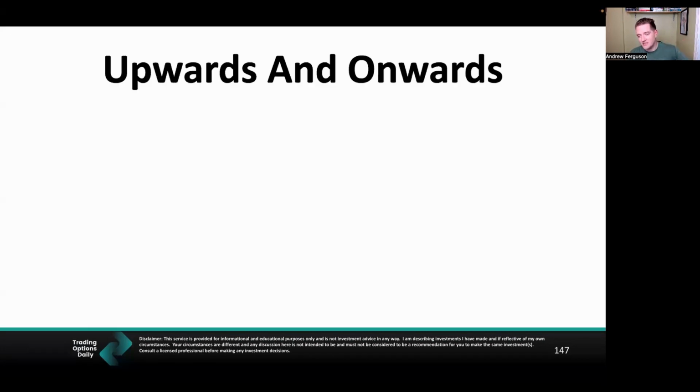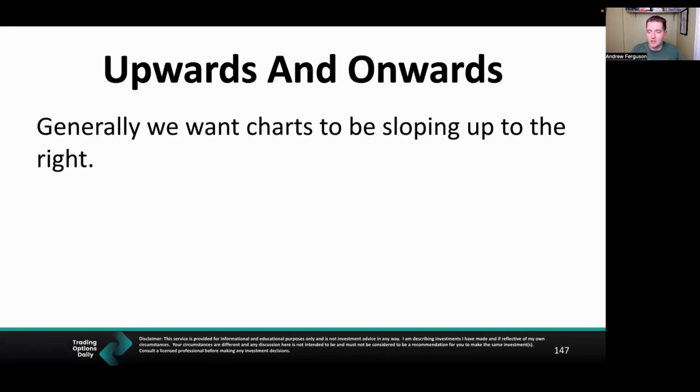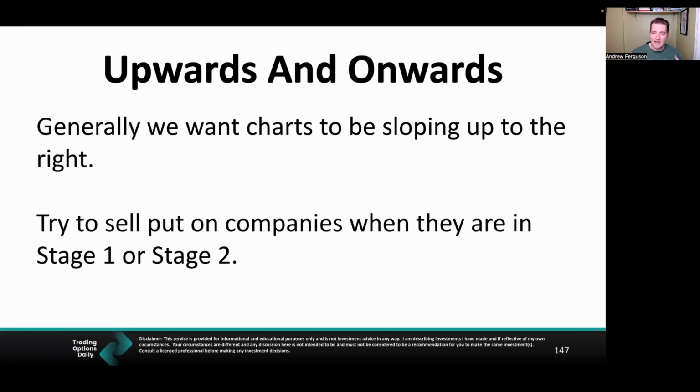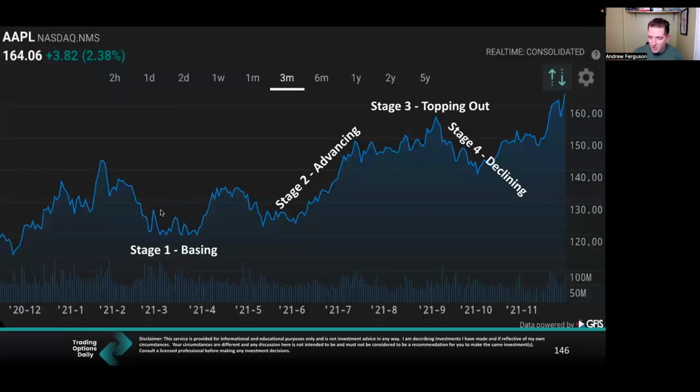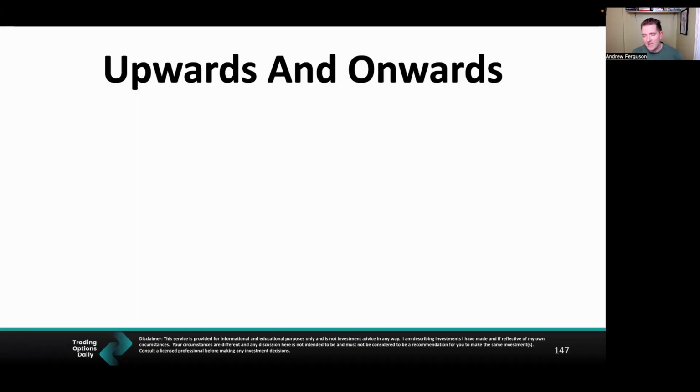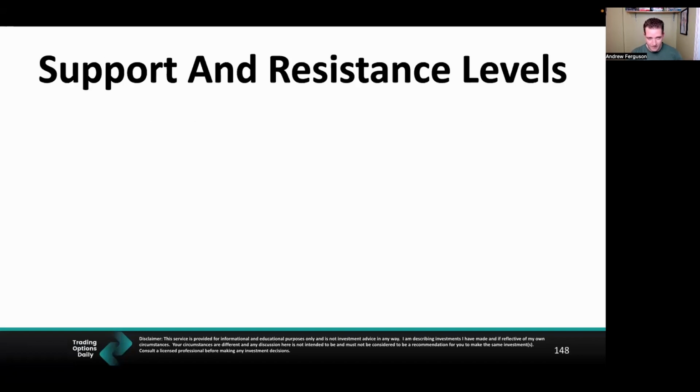So as put sellers, we want the chart to be going up to the right. And if you see that, we want to try and sell our puts on companies when they're in stage 1 or 2. Again, just to refresh, 1 or 2, we want to sell puts in 1 or in 2. We want to try to avoid selling puts at stage 3 when it's topping out or during stage 4 of the decline. We'd rather go in 1 and 2 because we make more money in stage 1 and 2.